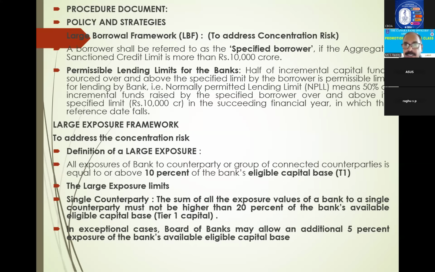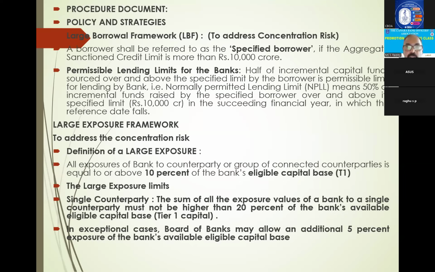So a large borrower means a party enjoying limits of 10,000 crores and above. And Reserve Bank is telling, for such borrowers, don't lend liberally. How much can you lend to a large borrower? Whatever additional funds they bring as additional capital, only 50% of that additional capital you give. This is the large borrowing framework. Now it is replaced with the current one, the large exposure framework. Almost similar, but now we are following the large exposure framework.